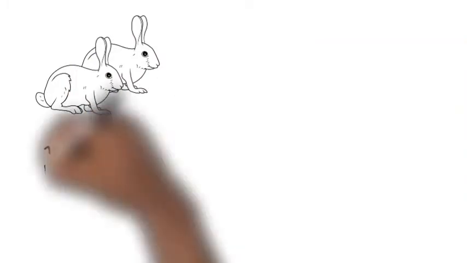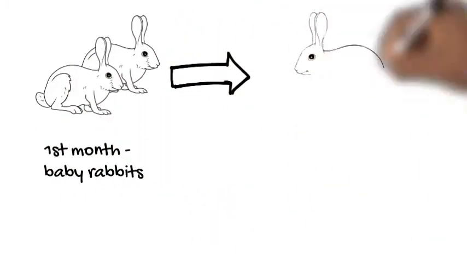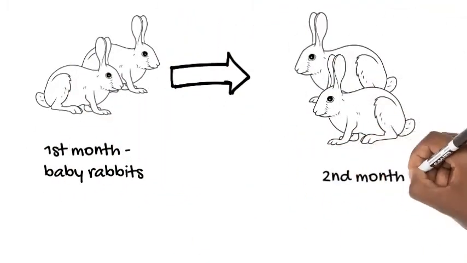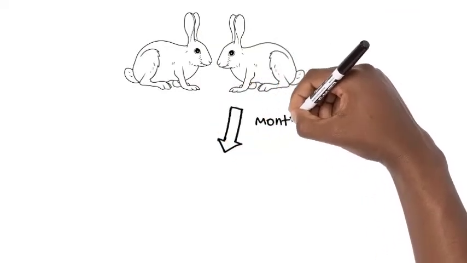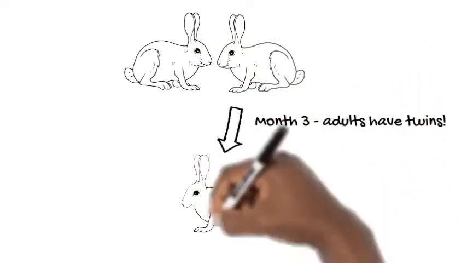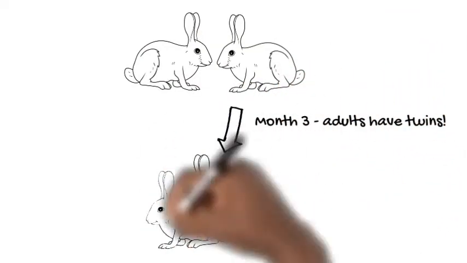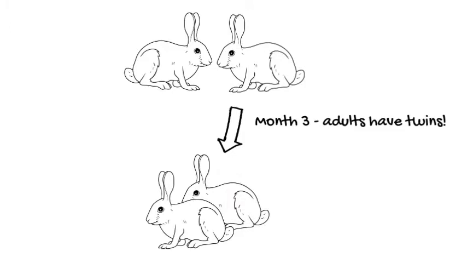So let's look at this. We start with 2 baby rabbits. That's 1 pair. They take 1 month to become adults, still 1 pair. In month 3, the original adults have a set of twins. Congratulations! Now we have 2 pair of rabbits, 1 adult pair and their twin babies.